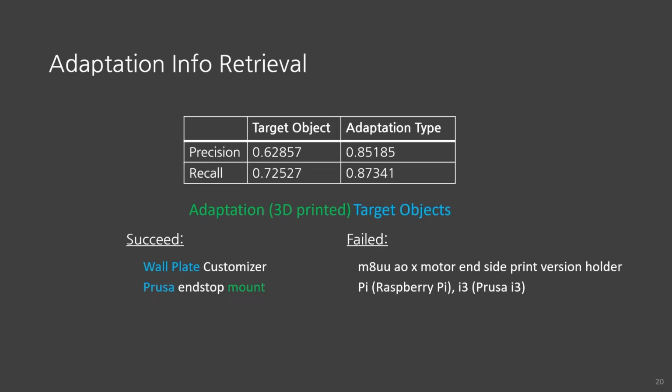The technical evaluation shows that the named entity recognition model we used for retrieving adaptation-related information can effectively detect adaptation type and target objects from design titles, while improvements can still be made on detecting such information in complex titles and titles with abbreviations and terminologies, such as Pi for Raspberry Pi and i3 for the 3D printer.